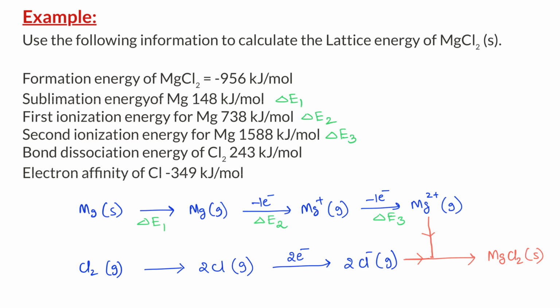Then chlorine breaking into chlorine atoms is bond dissociation energy, which is also given. 2 chlorine atoms picking up 2 electrons to form 2 chloride ions is the electron affinity of chlorine, which is also given. And we need to find the lattice energy, which is the energy released when magnesium 2+ ion in its gaseous phase combines with chloride ions in its gaseous phase to form magnesium chloride solid.